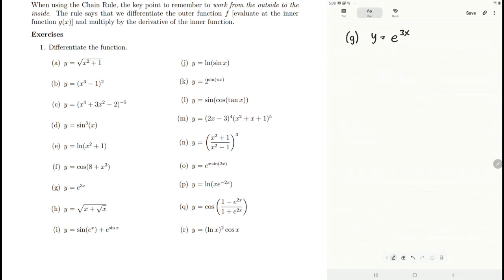In the next example, we have y is e to the power of 3x. So here we're dealing with an exponential function. And so now the inner function is going to be the exponent. So the 3x is going to be the inner function. Okay, so it's on the inside of the exponential. The outer function is the base of e.